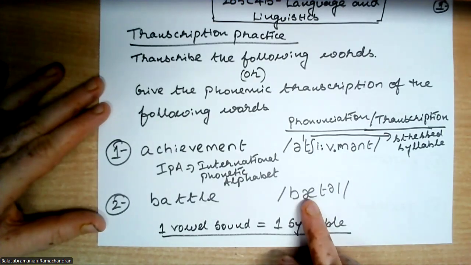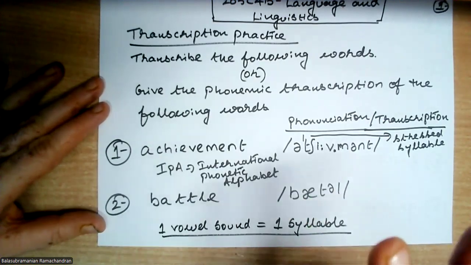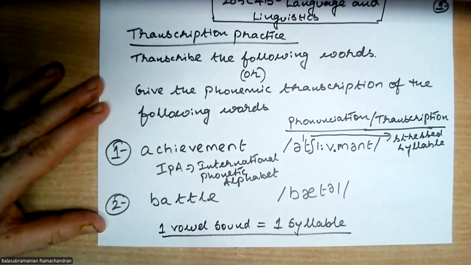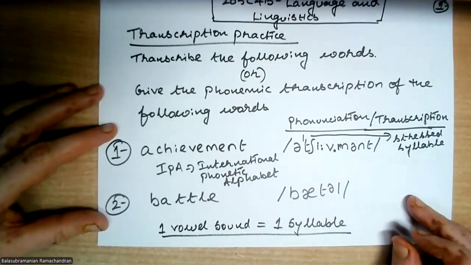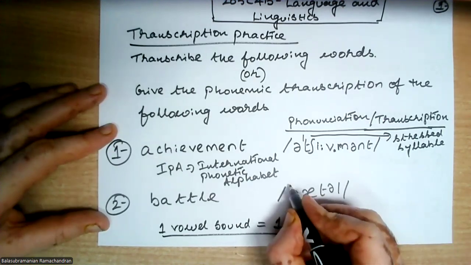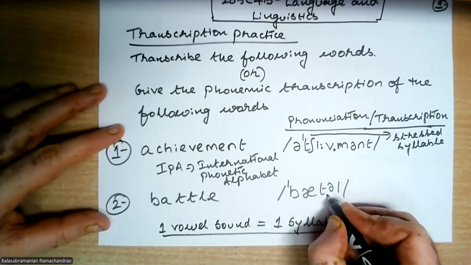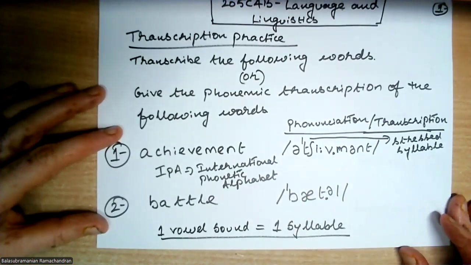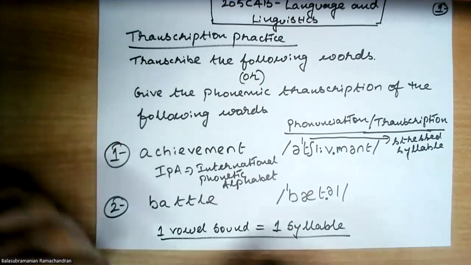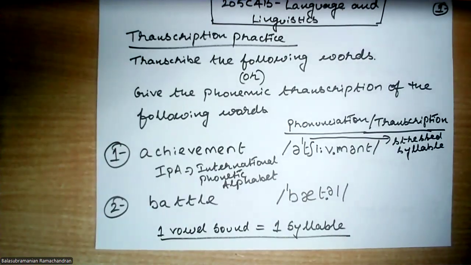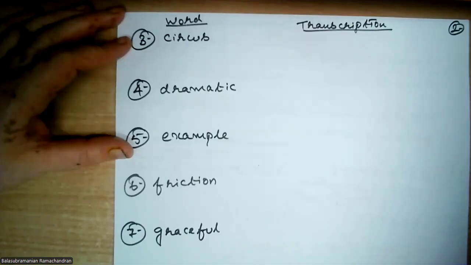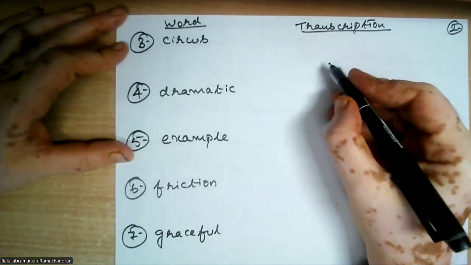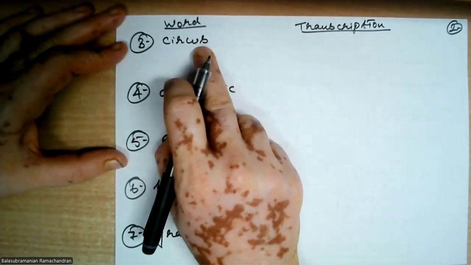Here there are 2 vowel sounds, a and shwa. So there are 2 syllables. End of the story, okay? So there are 2 syllables here and the stress syllable is the first one. Battle. All right. So shall we move on to word number 3?